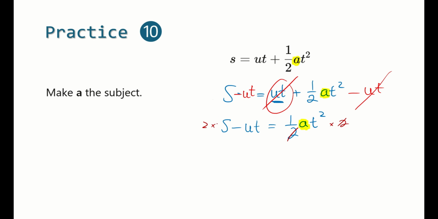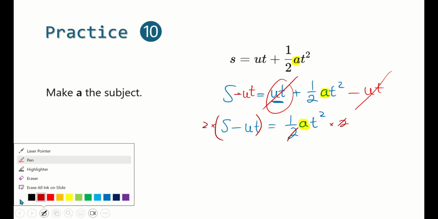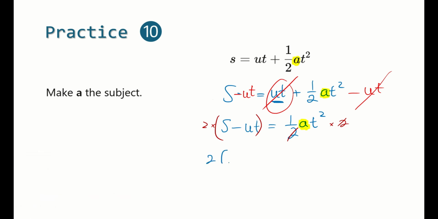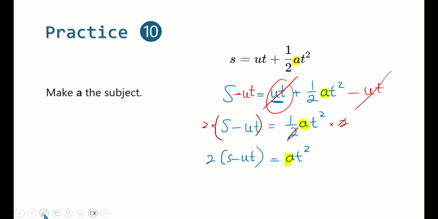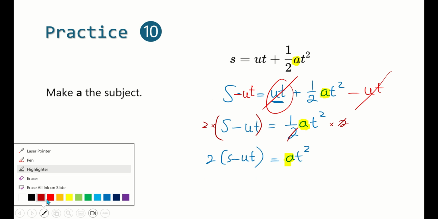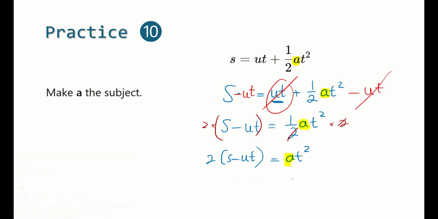So what is the new thing for this step? It is this one. So we have 2 in the bracket s minus ut, right, equals a t square. But then a is not alone yet. How are we going to continue this operation? Just divide both of them by that variable. If you look at the variable next to a, divide this by t square, and divide this by t square. Really, we're done, right?